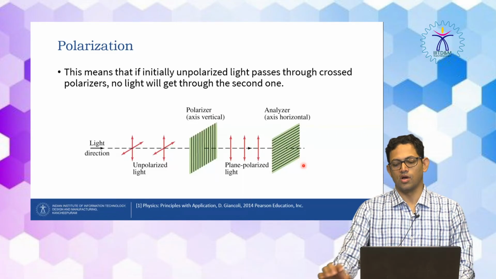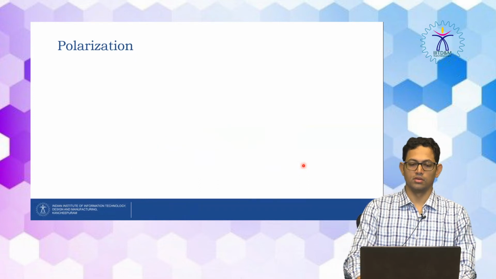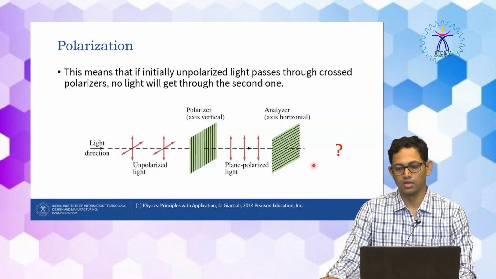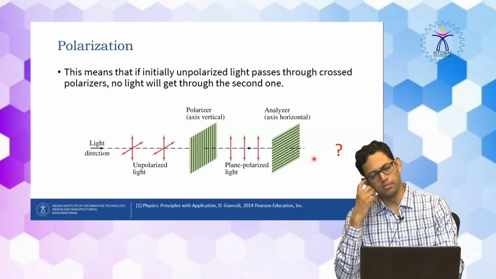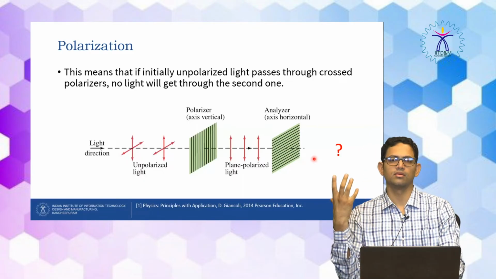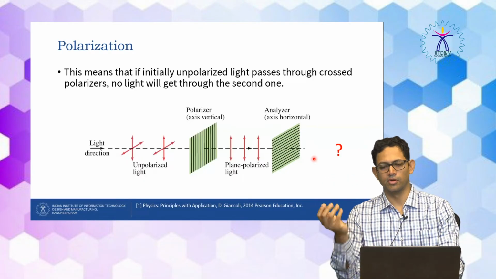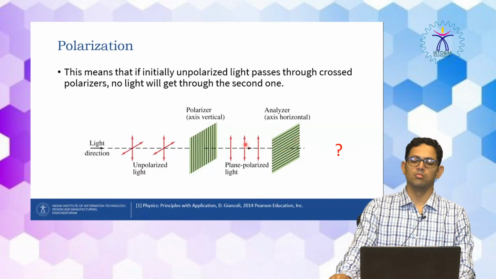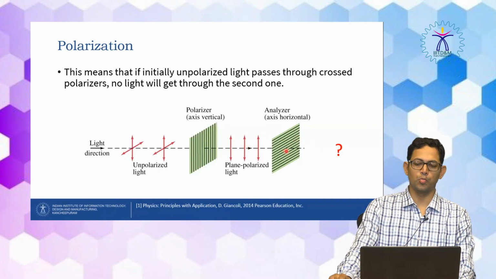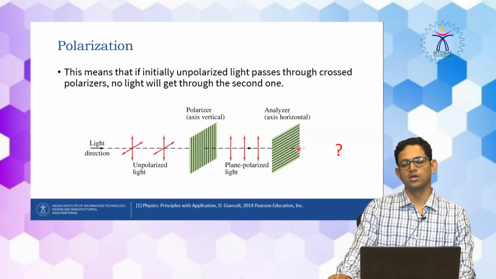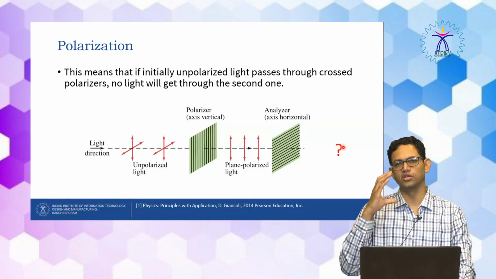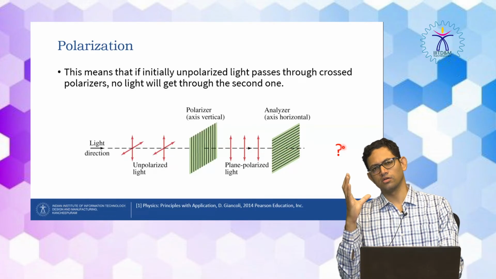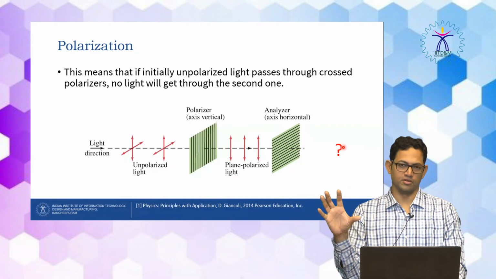So the output that you will see, there would be no output, right? The output would be nothing, because you have the vertically polarized light source and then you pass it through the horizontal polarizer. You will see that you get output as 0. Nothing will come out of your second polarizer.